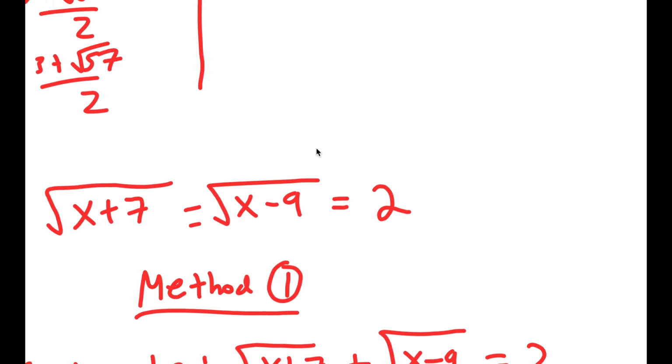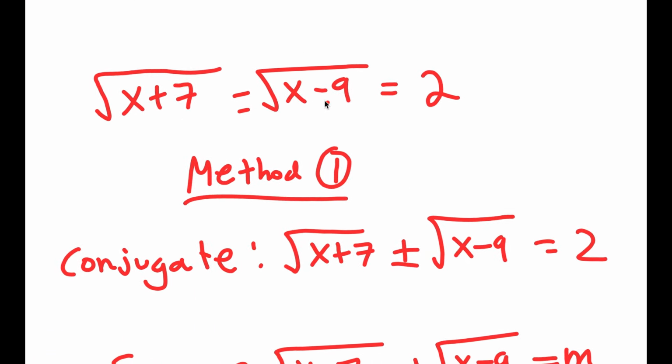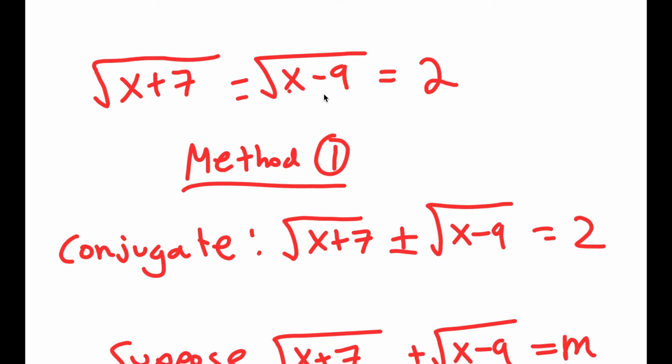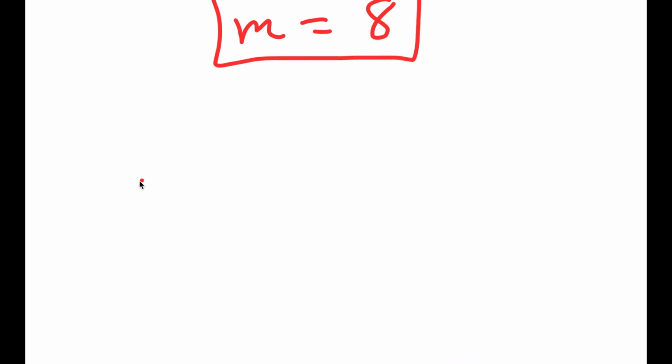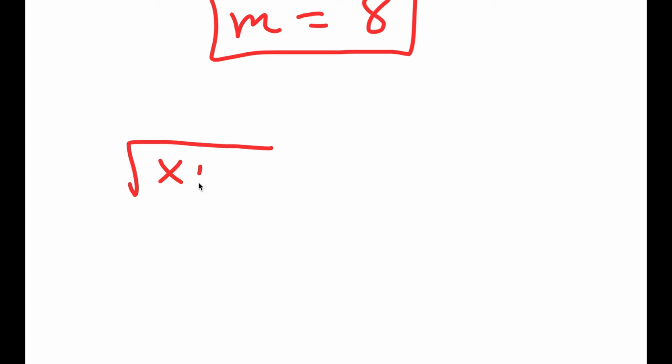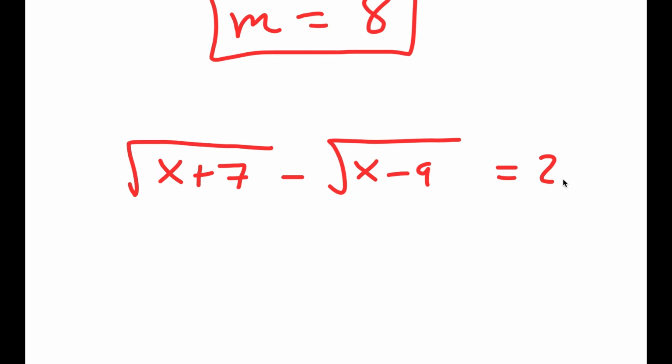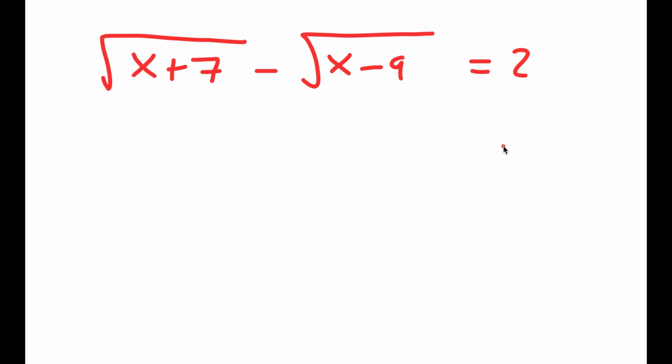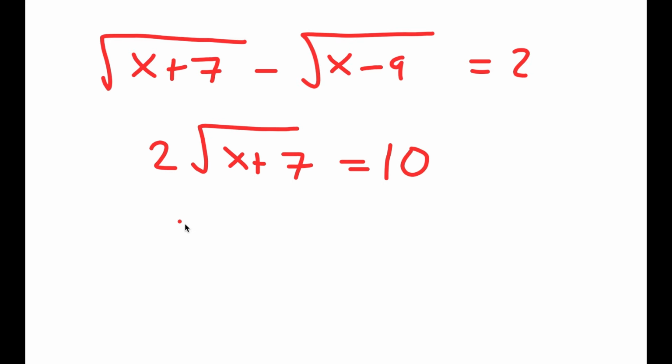So now going back to this over here, I'm going to rewrite this equation down here. So the square root of x plus 7 minus the square root of x minus 9 is equal to 2. This means that 2 times the square root of x plus 7 is equal to 10. And the square root of x plus 7 is equal to 5.